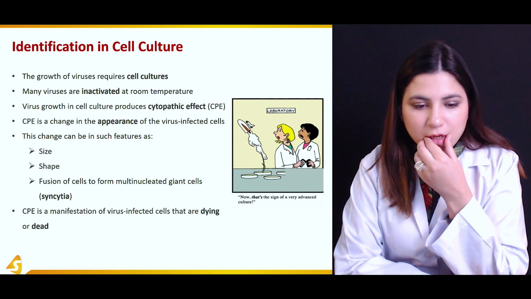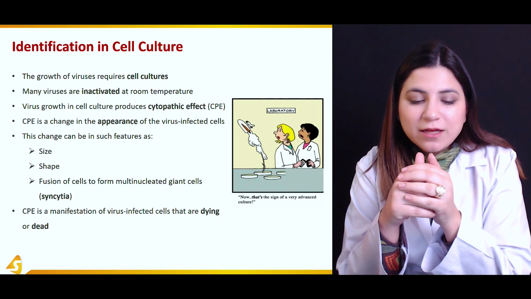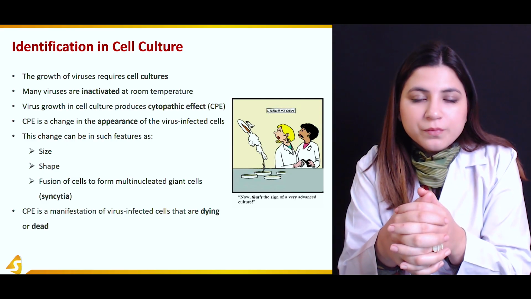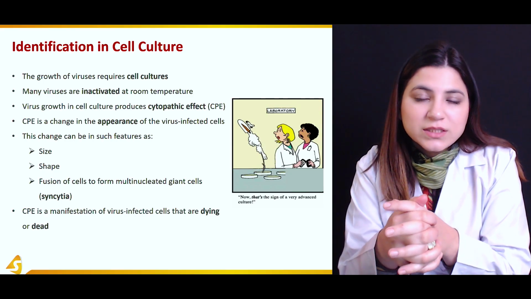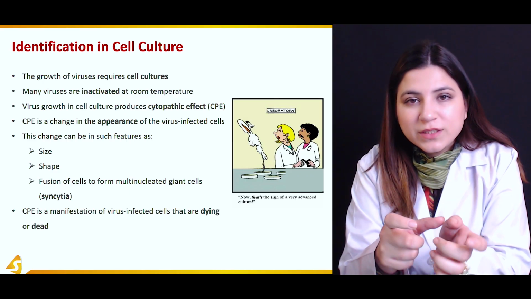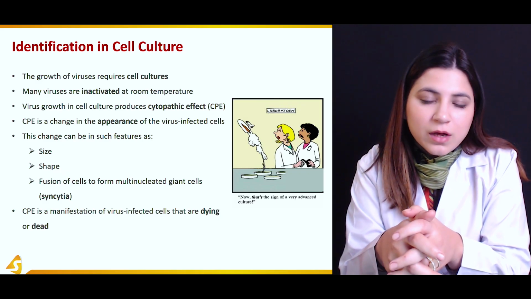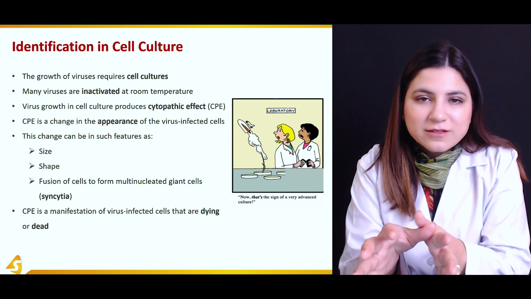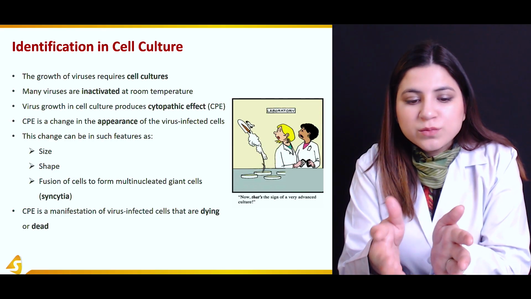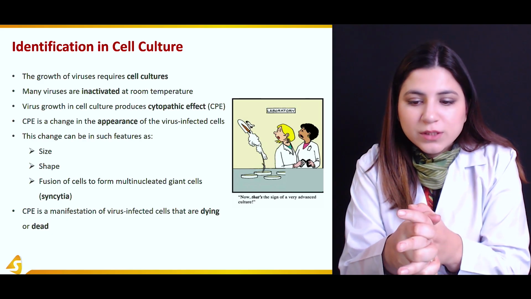And this is basically the identification of the virus and the presence of virus inside a cell and how that virus causes changes inside a cell. And those changes can help us identify the type of virus and can help us identify the infected cell from the non-infected cell. So this is basically a manifestation of the viral infected cells, and these cells are usually dying or are already dead because of the viral infection. And those manifestations can be detected in the cell culture, and we can identify the growth of the cell.